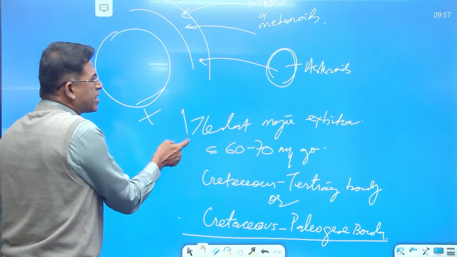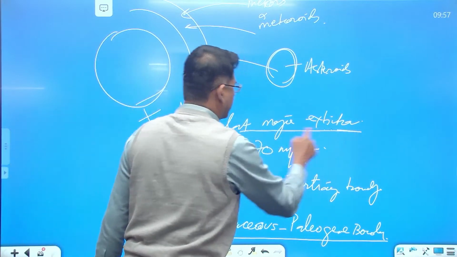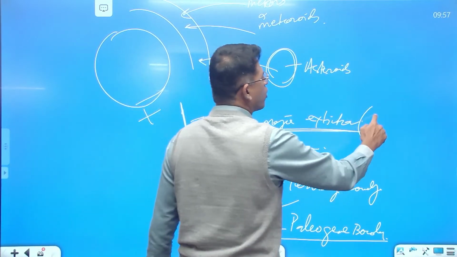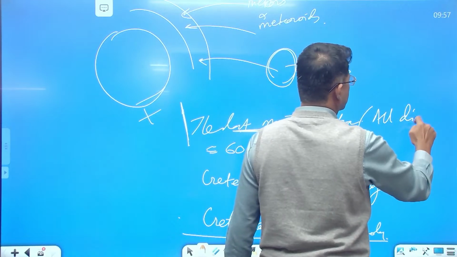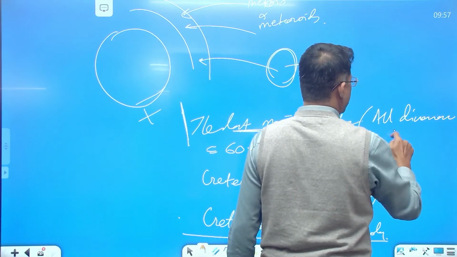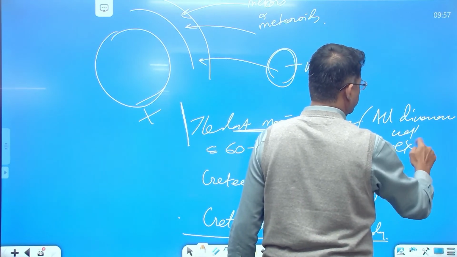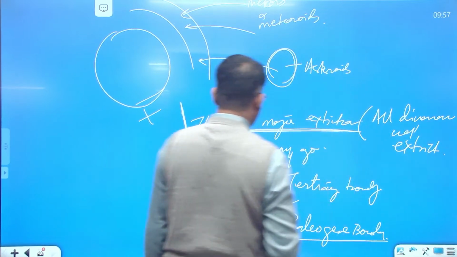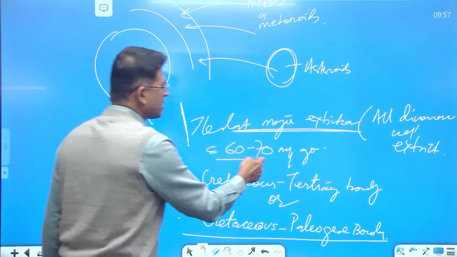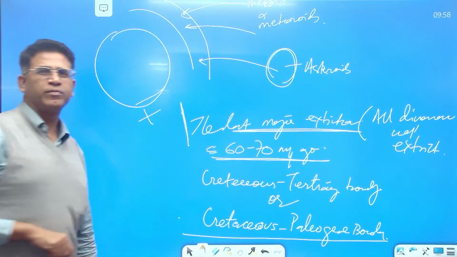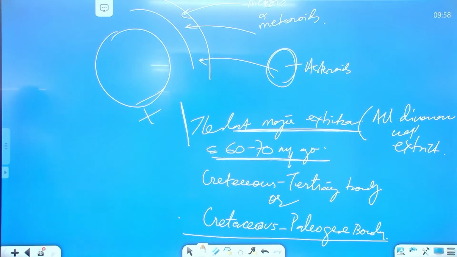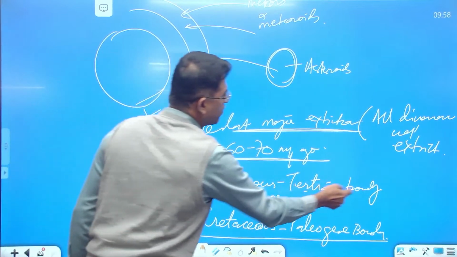One of the last extinctions, the major one, was the extinction in which all the dinosaurs went extinct. And this happened around 60-70 million years ago. It was a time called the Cretaceous-Tertiary boundary.